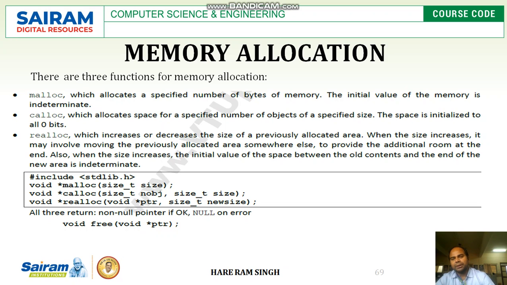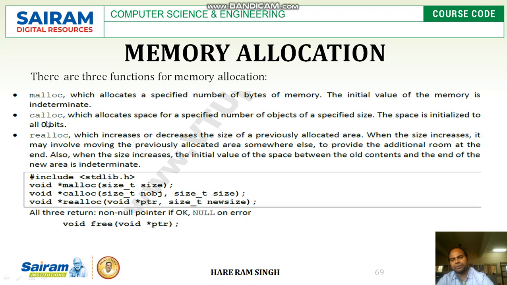Here we are studying them with respect to the Unix operating system. They are all dynamic memory allocation. Based on the requirement, memory can be allocated. Now malloc allocates a specified number of bytes of memory. The initial value of the memory is indeterminate. Initially we don't know how many bytes of memory are required, so we don't allocate initially. Based on the requirement, dynamically we can allocate.